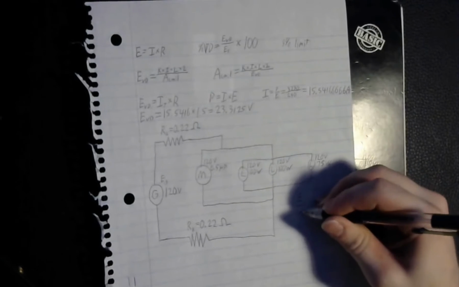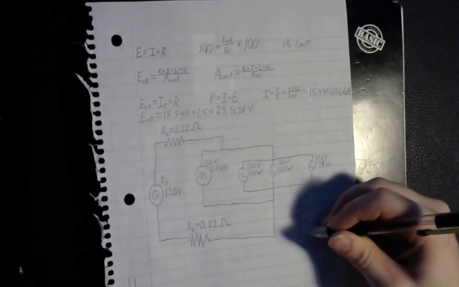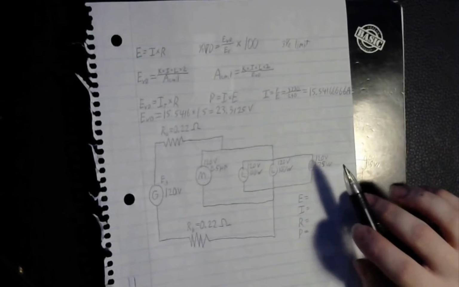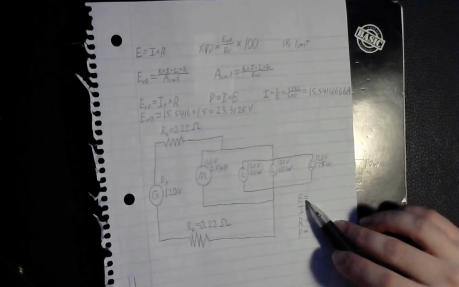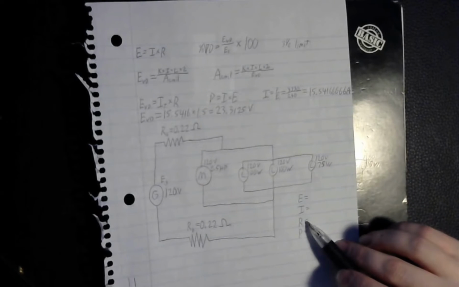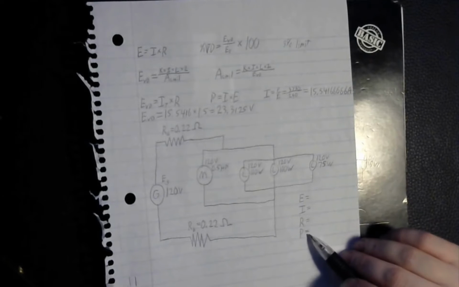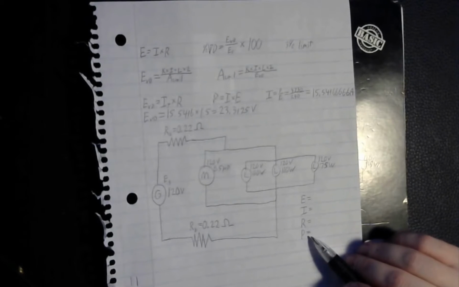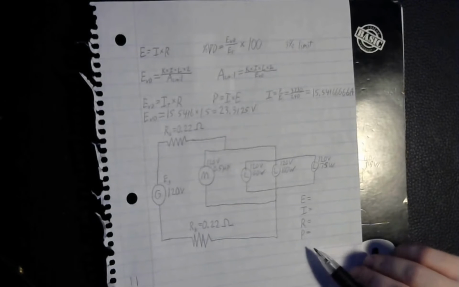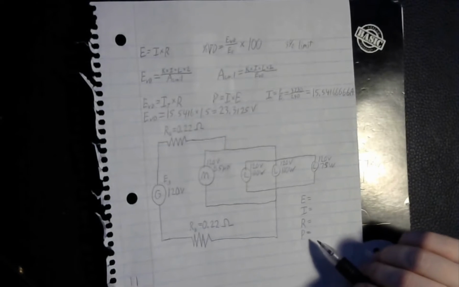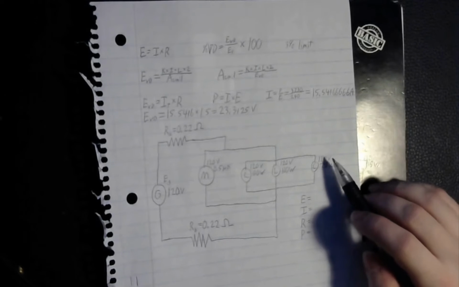So we've got our E, I, R, and P. So 120 volts is our rated voltage, but it's not the actual, so we don't have E. We don't have I. Or at least we have the rated voltage, and we've also got the rated power. There is a little thing we can do, because the resistance isn't going to change. So we can use the rated voltage and wattage and just use Ohm's law to calculate the resistance right off the bat.